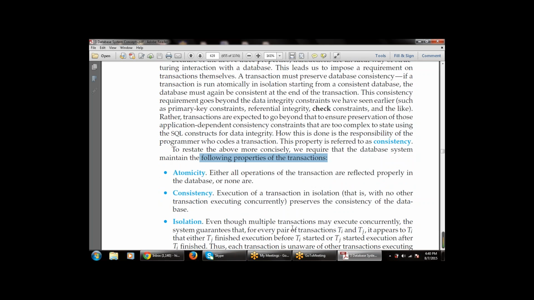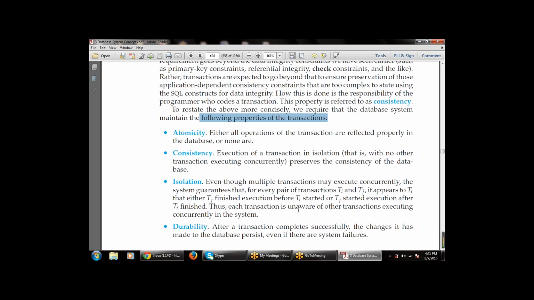Then consistency, that is execution of a transaction in isolation, with no other transaction executing concurrently. That means every transaction is isolated; no one transaction can affect the other transaction. Then isolation, that means even though multiple transactions are executing concurrently, every pair of transactions must finish their task in a sequence, in a scheduling order, that is one transaction executes, then the next one, then the next one, in a proper order.